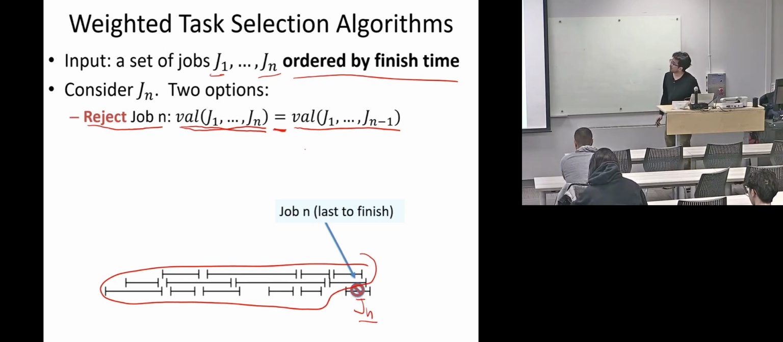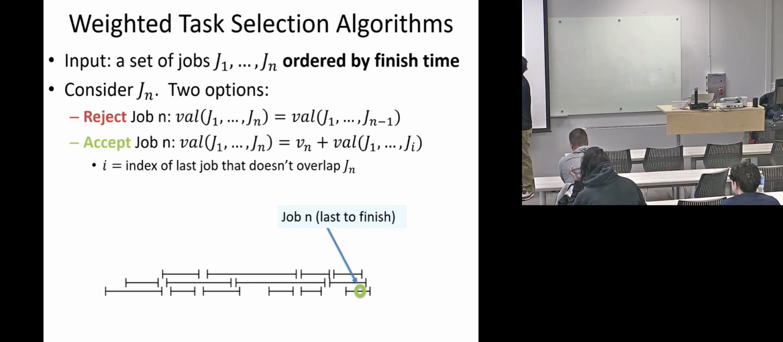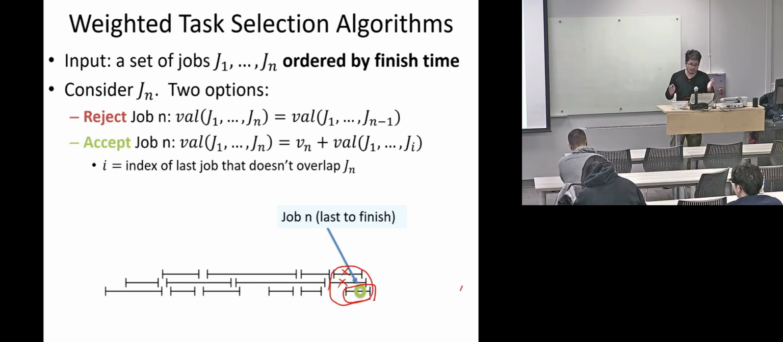But what if you actually know that Jn is in the optimal solution? Then you will put this into your optimal solution. So the optimal value here is going to be at least Vn plus something here. What's going to be something here? Well, if Jn is in your optimal solution, then anything that overlaps with Jn, which is this guy and this guy, you know that they cannot be in your solution, right?